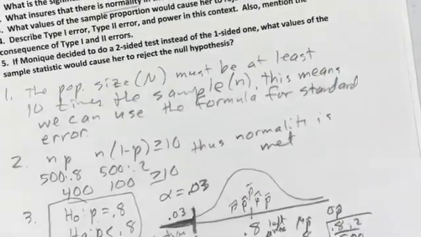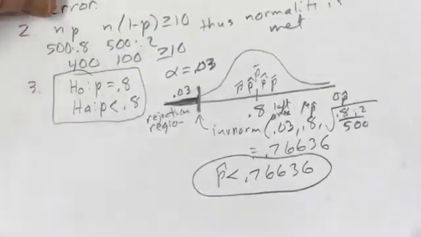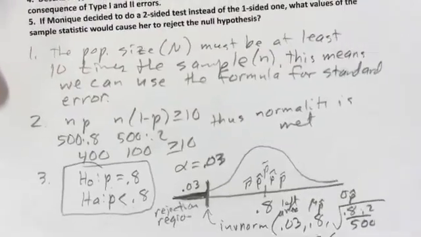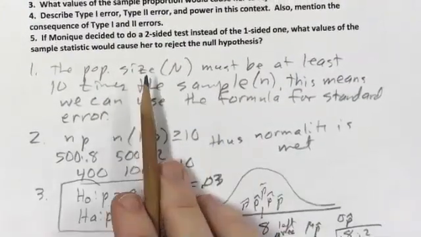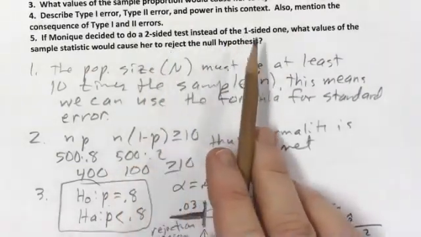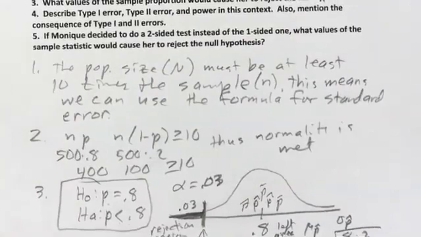Okay, so that is that. And just a couple other things I wanted to chat about. All right, let's think about this one. If Monique decides to do a two-sided test instead of a one-sided test, what values of the sample statistic would cause her to reject a null?